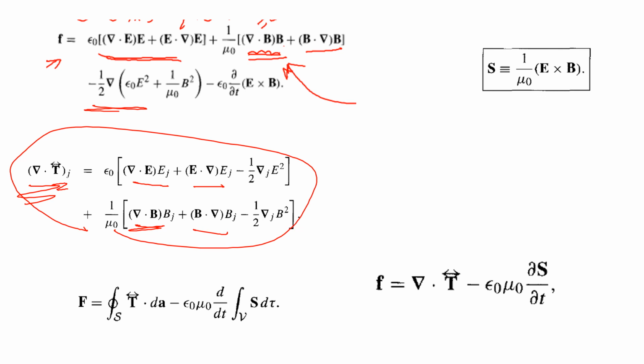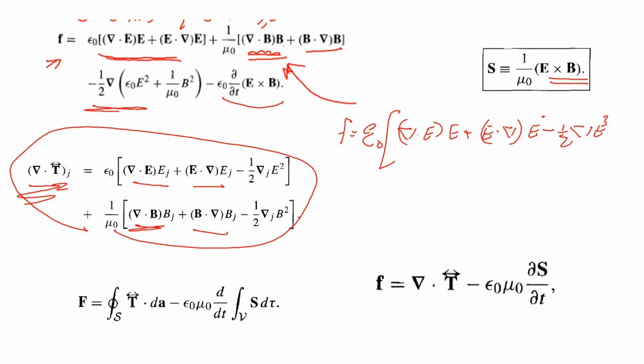Applying this, there is surely a last term that is epsilon 0 times dou by dou t of E cross B. But we know E cross B is the Poynting vector. I will write this expression completely: F is equal to epsilon 0 times del dot E times E plus E dot del times E, then minus half del E square. That is actually this term, the E square term.